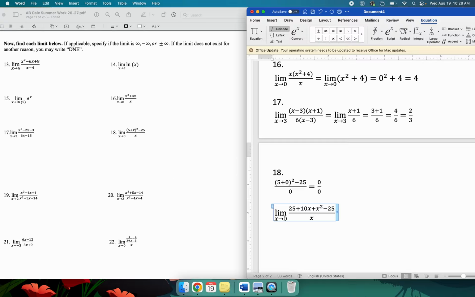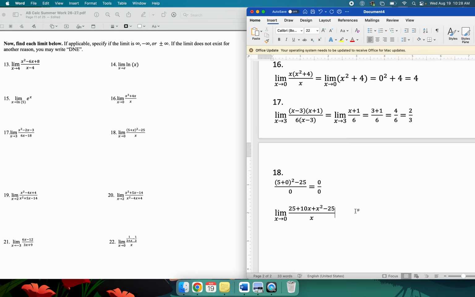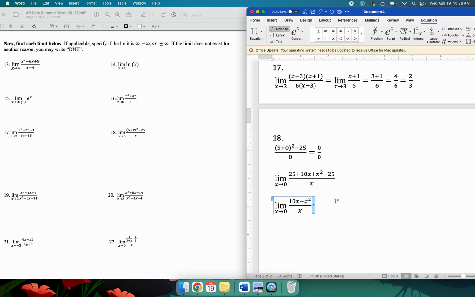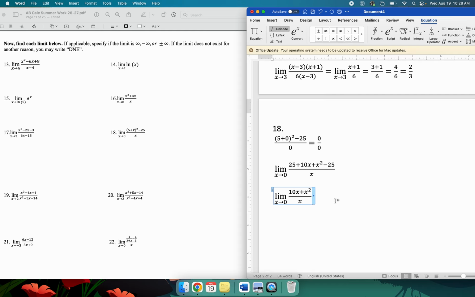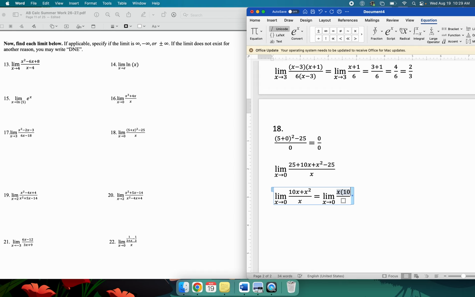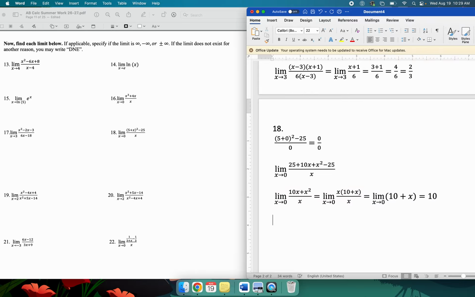And then I notice that this 25 here minus that 25 there, those 25s are going to cancel, so I'll just get rid of them. That leaves me with 10x plus x squared over x. If I plug 0 into this, you actually still get 0 over 0. That's fine. That just means we need to do more simplification. So what I can do is pull out the common factor of x in the numerator, which leaves me with x times 10 plus x over x. The x's cancel, and I'm left with just 10 plus x. If I plug 0 into that, I get an actual number, 10, so that's the limit.